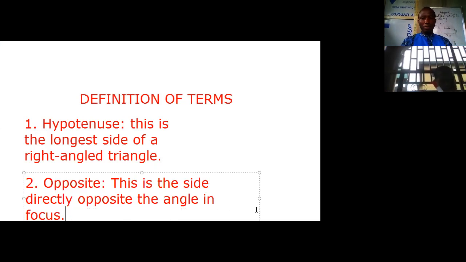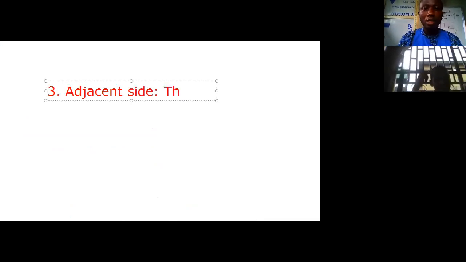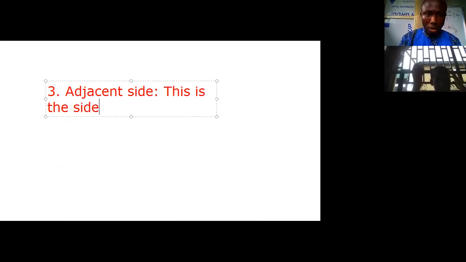Have you written that? Yes. Okay, we move to the next. I want to write adjacent. Number three: adjacent, or adjacent side. This is the side that is perpendicular. I've explained perpendicular for you before.